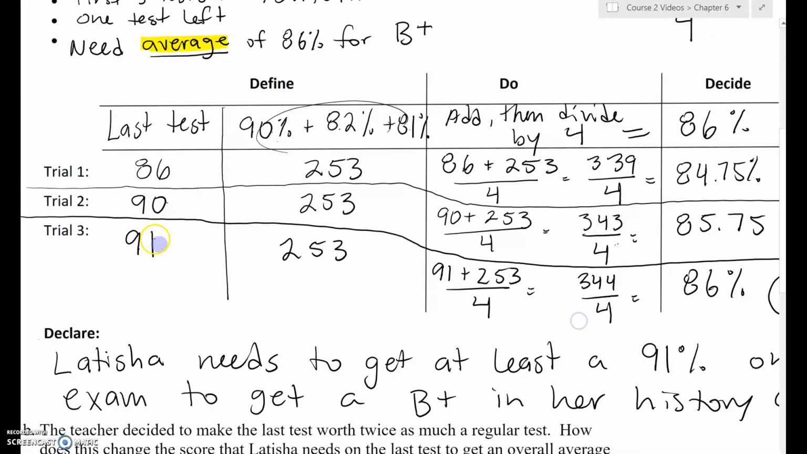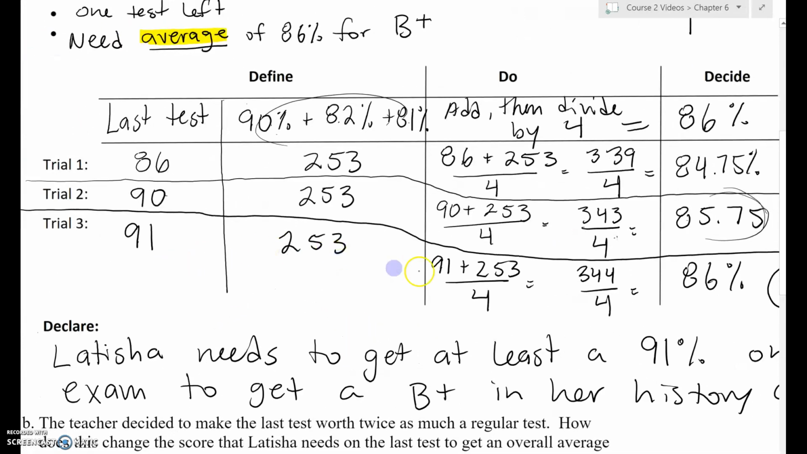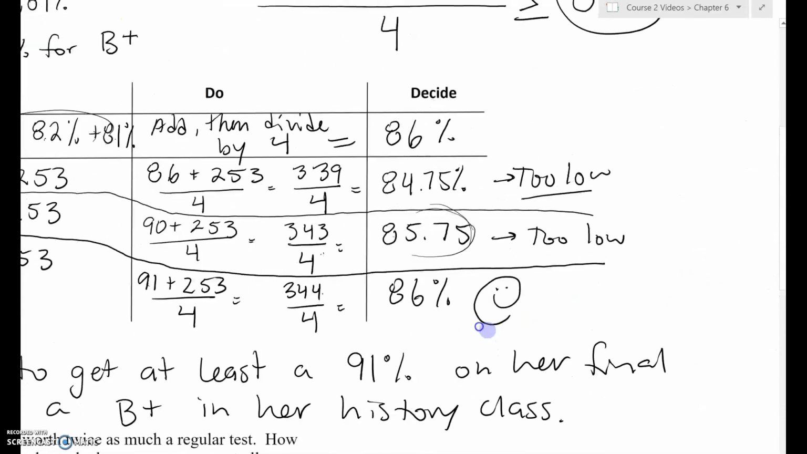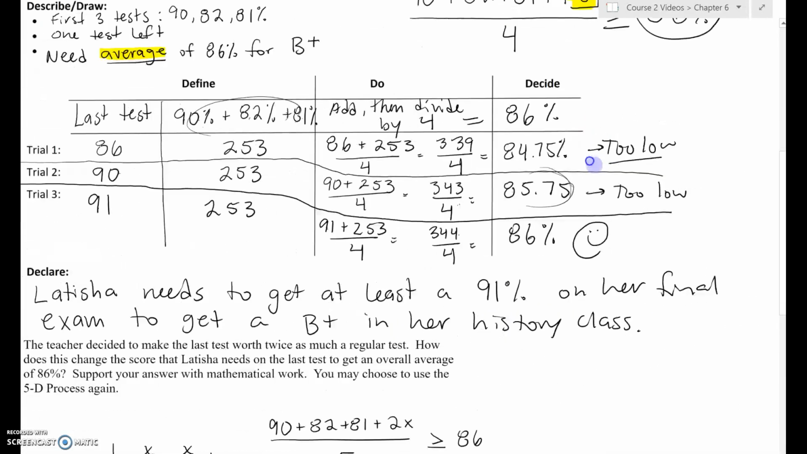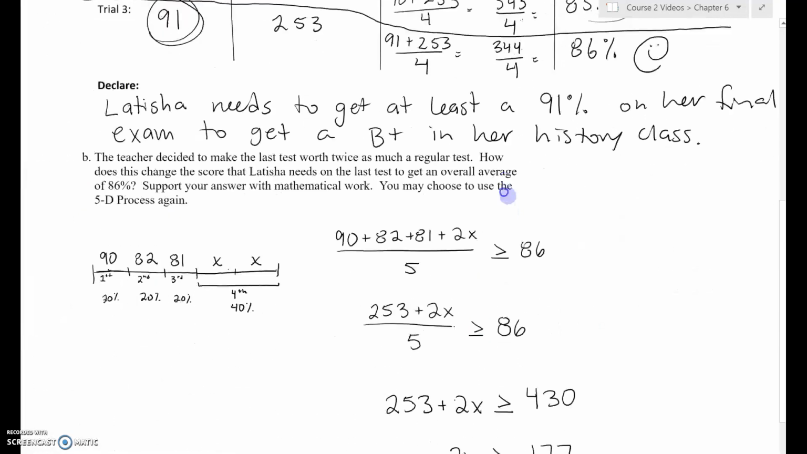So I tried 91, which was just a little bit higher. I knew we were getting so close to that 86. I tried 91%, and when I added 91 plus the 90 plus the 82 plus the 81, that got me 344, and when I divided it by 4, I got exactly 86%, which was perfect. So I knew that was it. Letitia needs to get at least a 91% on this 4th test to get a B+. She can get higher, but she needs at least a 91.